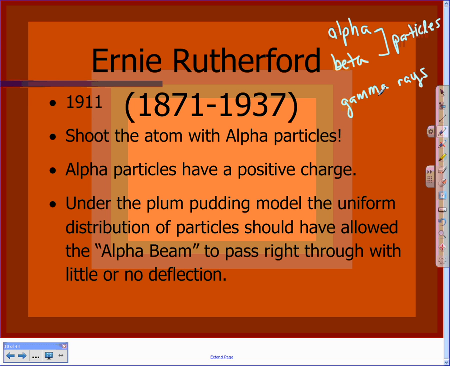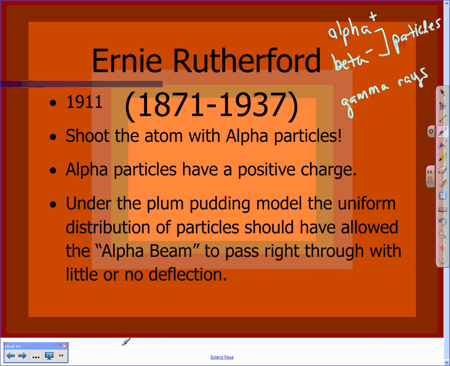Well, Ernest Rutherford had access to alpha radiation. And so what he did is he decided to direct that radiation, those tiny particles, at an atom to see what would happen. One more thing you should probably know about this type of radiation: alpha radiation is positive, beta radiation is negative, and gamma radiation has no charge. So, as I say here, alpha particles have a positive charge.